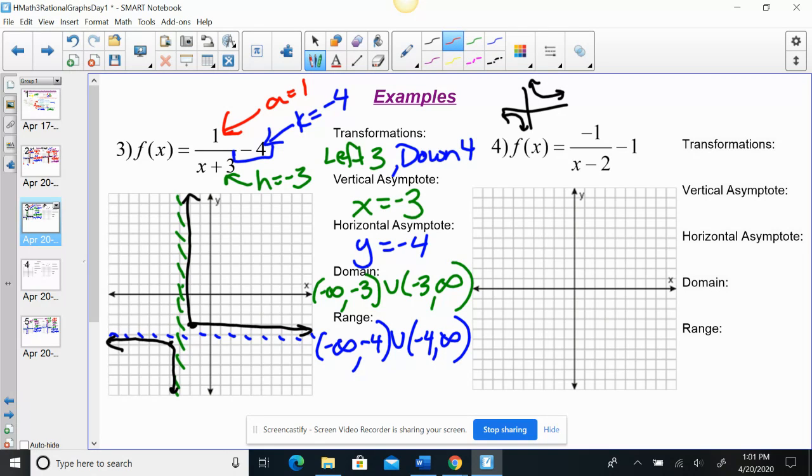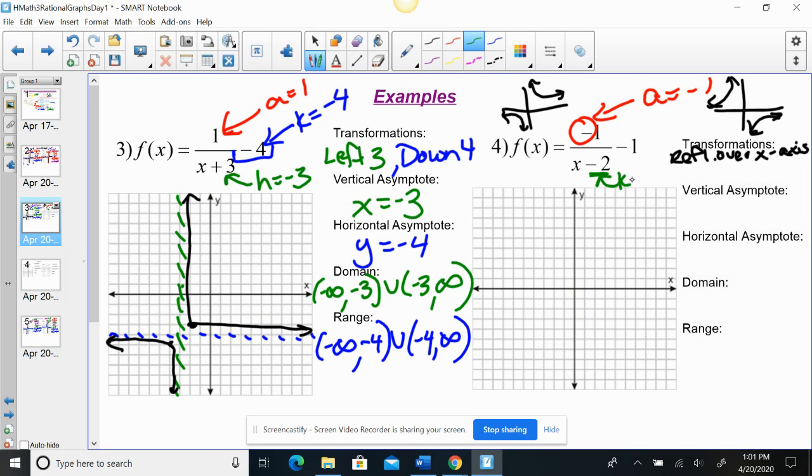Okay, how'd you do on the next one? So the next one, I have a negative. So remember that negative flips it. So instead of being top right, bottom left, now I'm going to be bottom right, top left. So it flips that function over the x-axis. So this is reflected over x-axis.